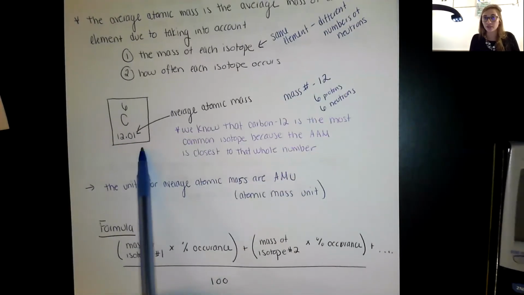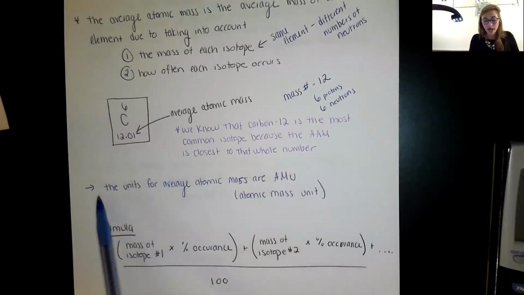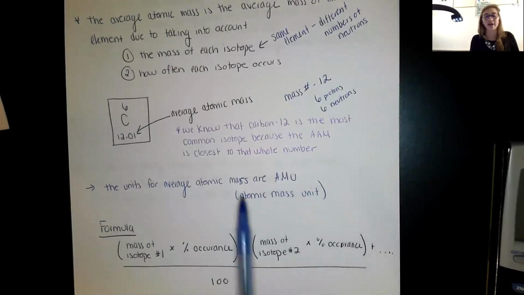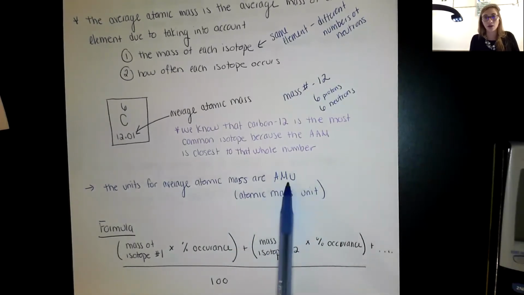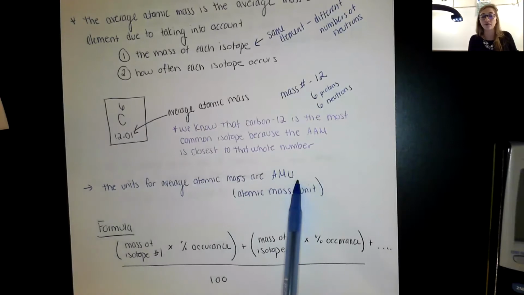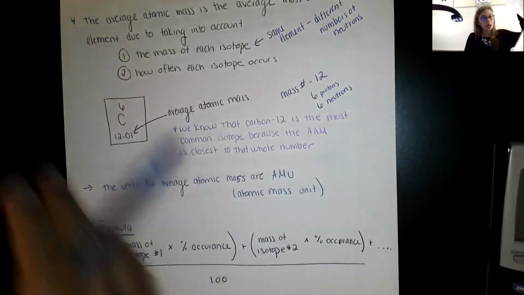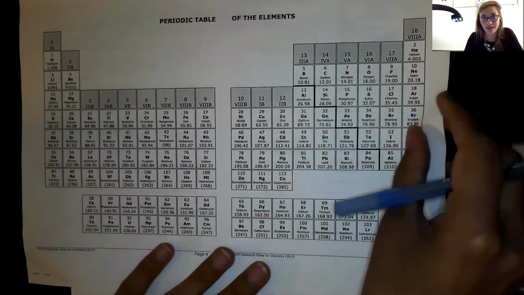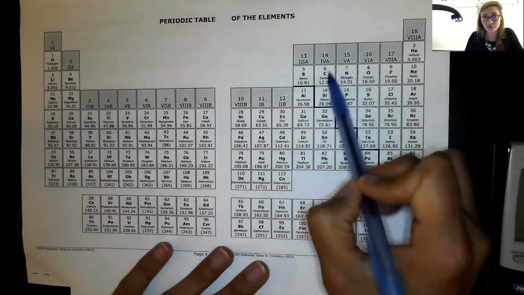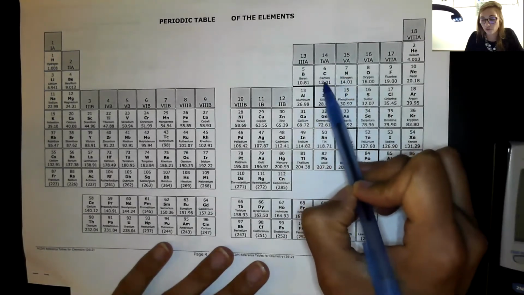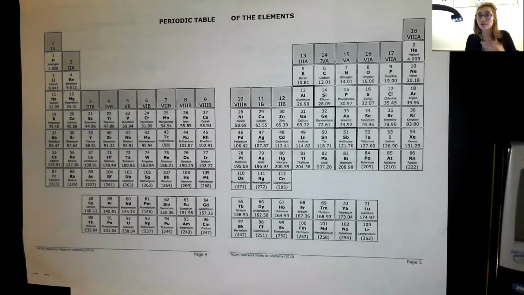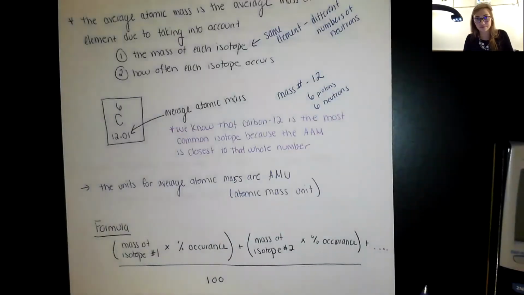These numbers do have units. The unit is not on your periodic table, but the unit for average atomic mass is AMU, which stands for atomic mass unit. So when we figure out the average atomic mass, the unit you put at the end of your number is AMU. In case you were wondering where to find this on your reference packet, it is in your periodic table. Again using carbon as the example, 6, C, 12.01: the bottom number is your average atomic mass, and the top number is your atomic number, which is your protons.